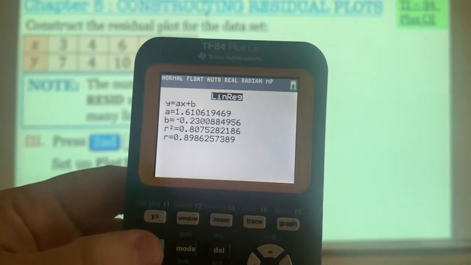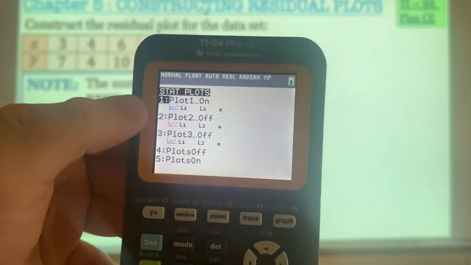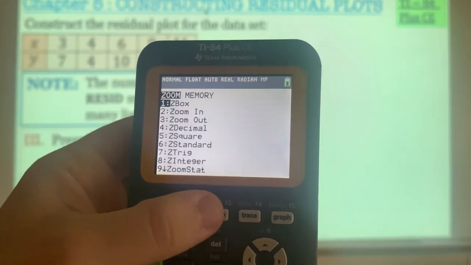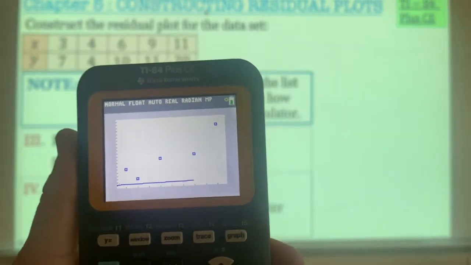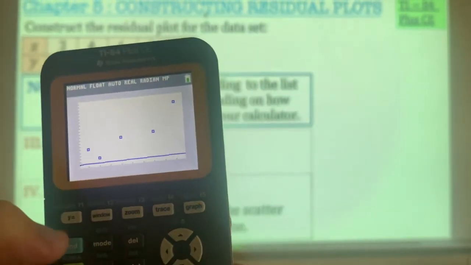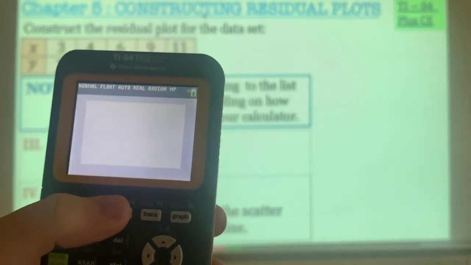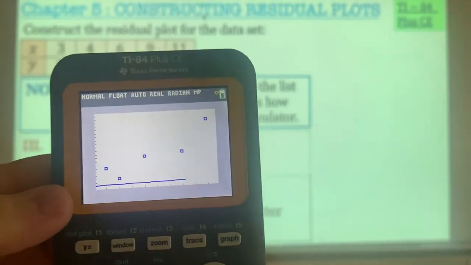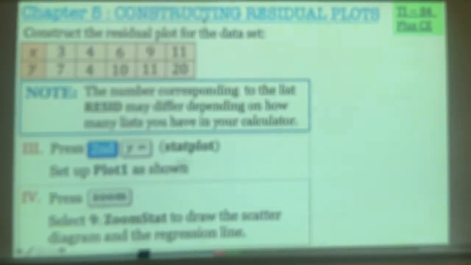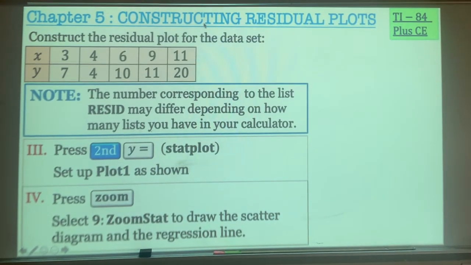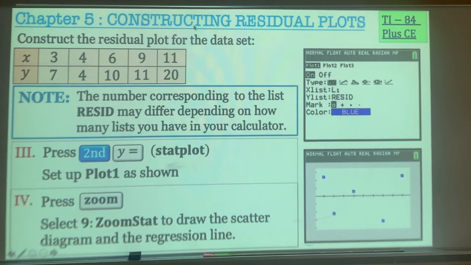I'm going to hit second, and then I'm at Y equals, stat plot. My plot is on. Go zoom. Number 9 is zoom stat. All right, and look what happens. So zoom, and then I go to 9, which is zoom stat. And look, there's my points, and then I got this weird line down here. So let's go check this out. Why is mine not right? Oh, I messed something up.